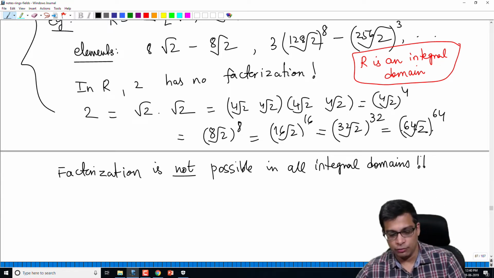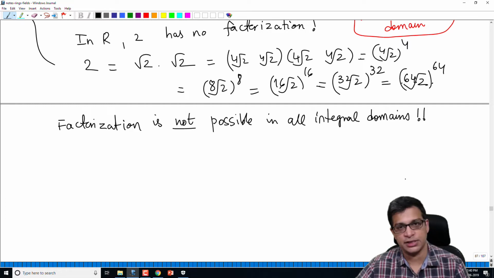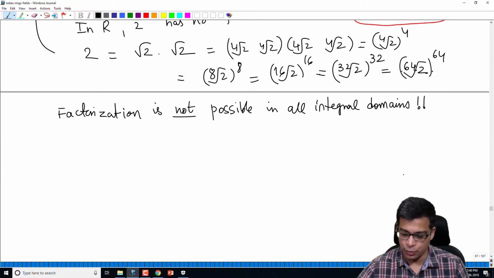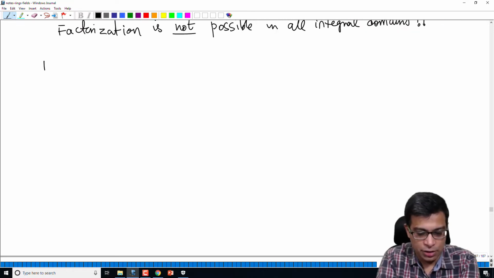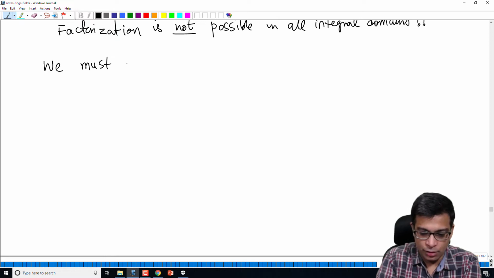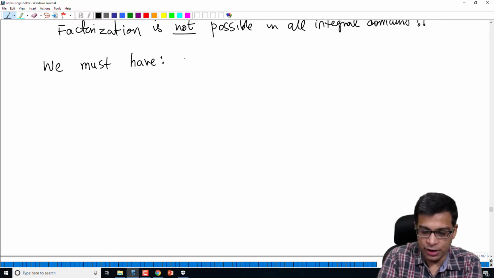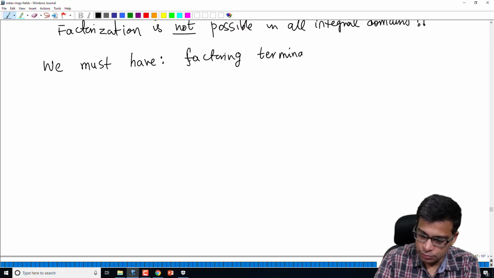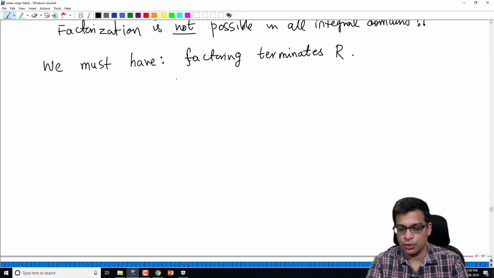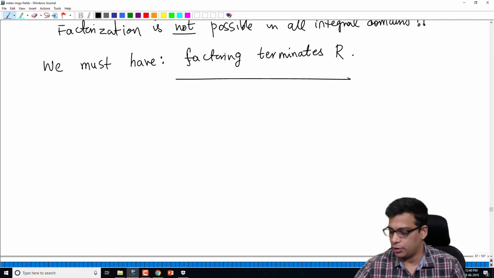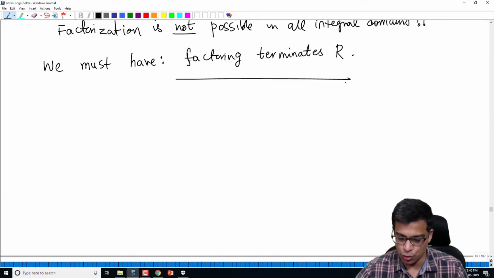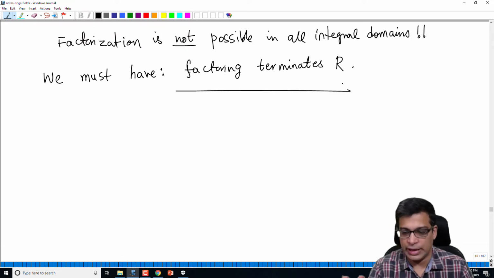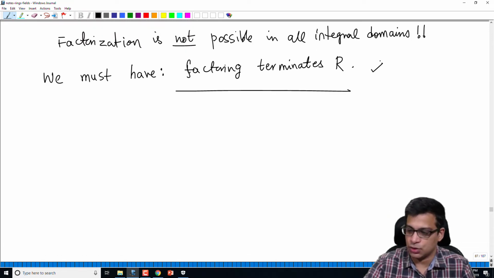It's too bad, right? We were hoping that maybe what happens for the integers can be carried forward for every integral domain, but that's not the case, as this example shows. So we must have the property that factorization terminates in R. So this we have to ask. It may not be true for every integral domain, as this example shows. So we have to ask for it as a special property of R. So this must happen. This is a special condition.